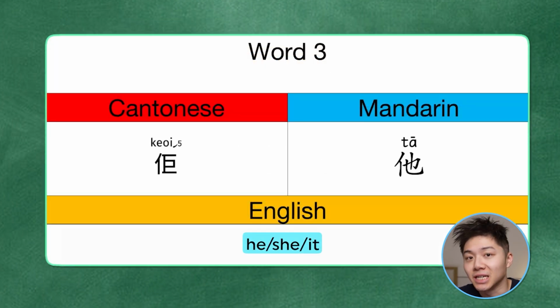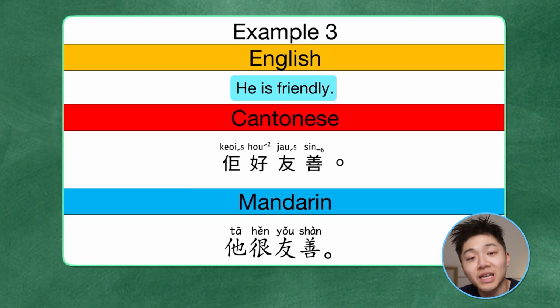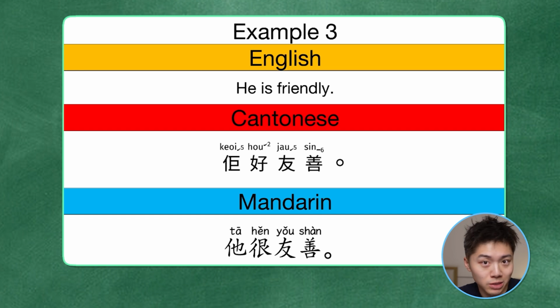Third word, he, she. In Cantonese, 佢. In Mandarin, 他. So there's no difference between he, she, or it. It's literally all the same in Chinese. It's all 佢 in Cantonese and 他 in Mandarin. Let's look at an example. He is friendly, or it could be she, by the way, because we don't really differentiate.